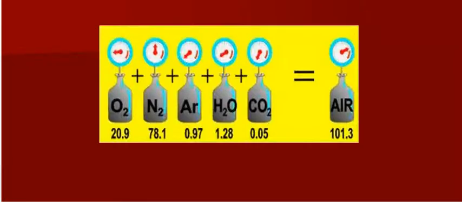So if I have a mixture of gases, for example, air is composed of oxygen, nitrogen, argon, water, and carbon dioxide. All I have to do is simply add up the partial pressures. So the pressure of oxygen is 20.9, nitrogen is 78.1, and so forth. If I add up these five gases, I will get the pressure in air at 101.3.